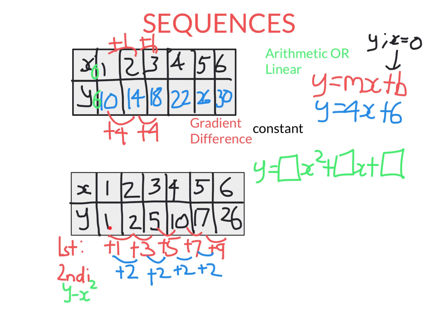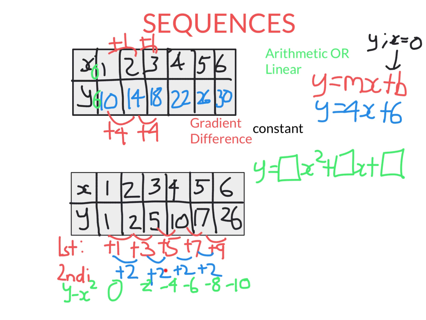To do this, I go 1 minus 1 squared is 0. 2 minus 2 squared is negative 2. Then 5 minus 3 squared is negative 4, and so on. 10 minus 4 squared is negative 6, 17 minus 5 squared, and you can see that there is a clear pattern here.